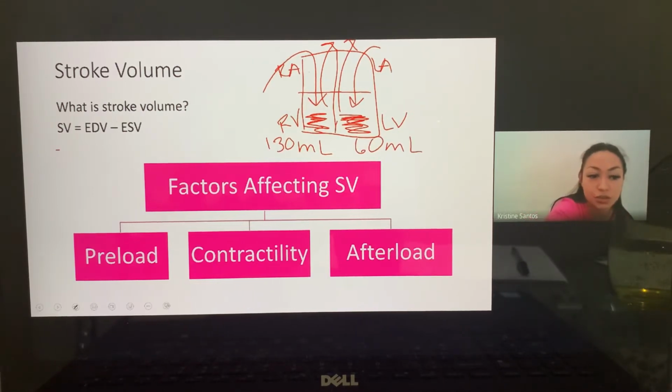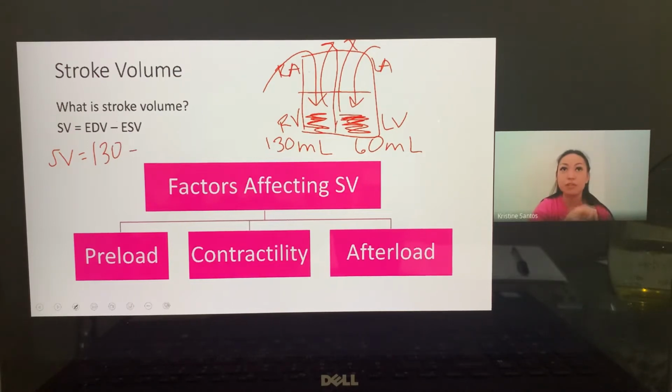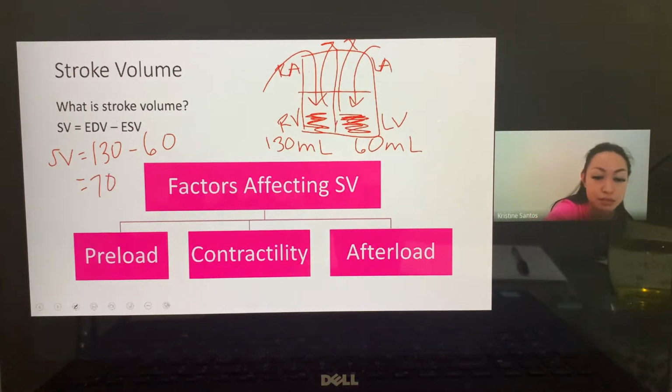So to calculate stroke volume, we said end diastolic volume, the volume of blood that's in the heart after ventricular filling or diastole, is 130, in milliliters. And end systolic volume, the amount of blood left behind in the ventricles after contraction, is 60. So what is the stroke volume? Yeah, 70. So 70 milliliters, okay? And this is normal for an adult.